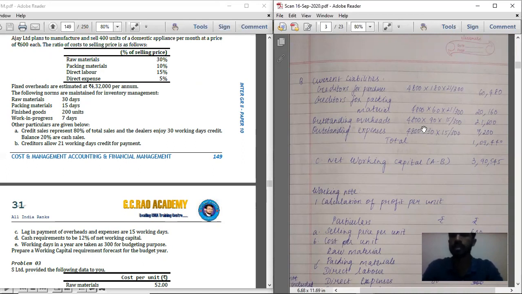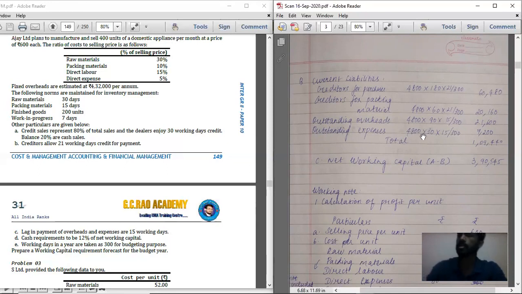4,800 units into 90 rupees per unit into 15 days divided by 300 days. You will get 21,600. Amount column 21,600. And next, last one is outstanding expenses. Here direct expenses is considered as outstanding expenses. So below the outstanding overhead, put outstanding expenses.